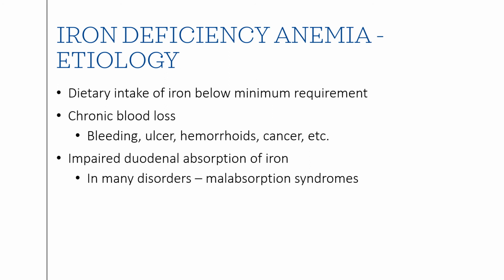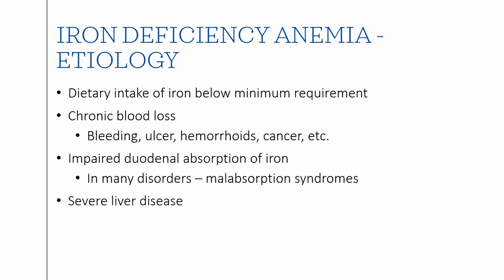Also impaired duodenal absorption of iron, because we do absorb iron from the duodenum. In many disorders where there are malabsorption syndromes, you're also going to expect to see iron deficiency anemia. So for example, during week 4, where we cover GI disorders, you'll see that patients with Crohn's disease tend to be anemic, not so much because they're losing blood from their stool, but more so because they end up with malabsorption because of the changes happening to their GI tract.